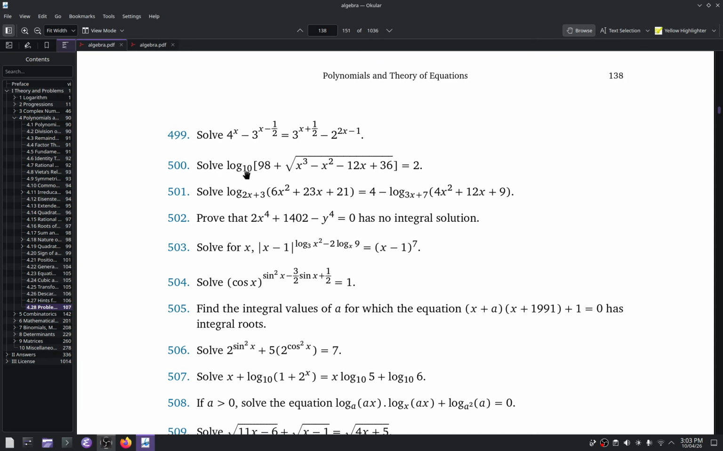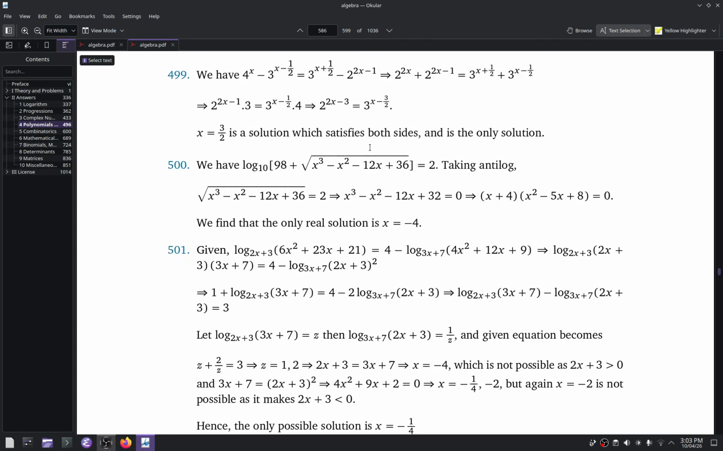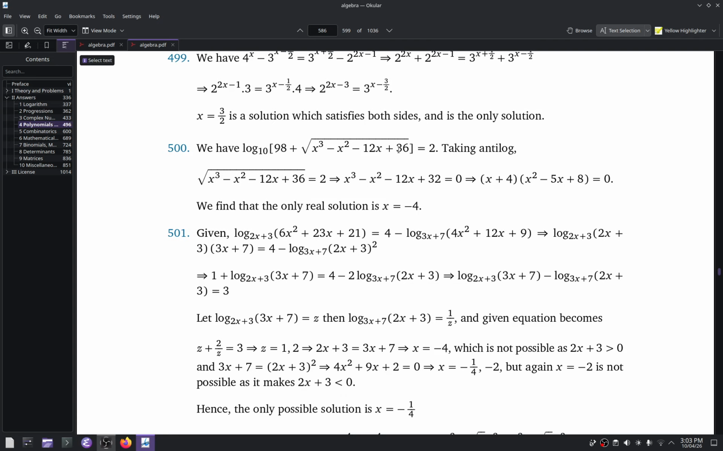Question 500 says: solve log of 98 plus square root of x cube minus x square minus 12x plus 36, taken with base 10, is equal to 2. So the first thing we do is we take antilog. If you take antilog, the right hand side will become 10 to the power 2, that is 100. Subtract 98 from that, you will get 2. Then you square both sides, this 2 will become 4. Bring it to the left hand side, it will become 32.